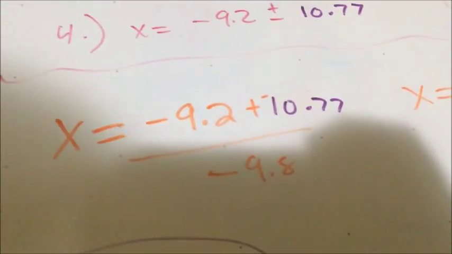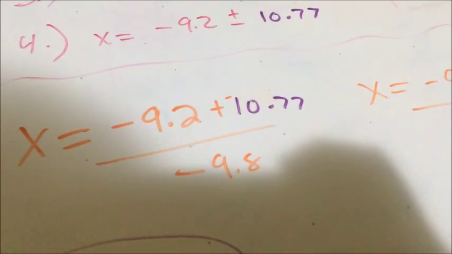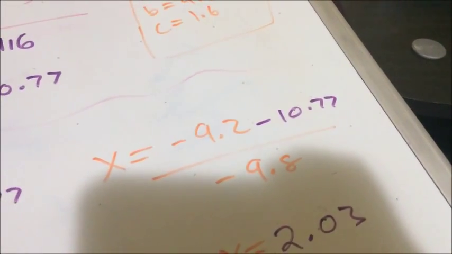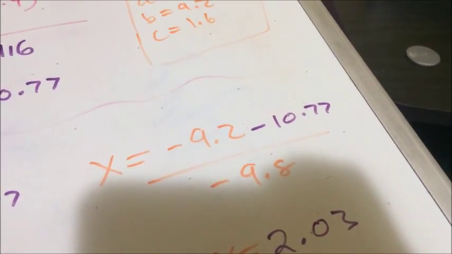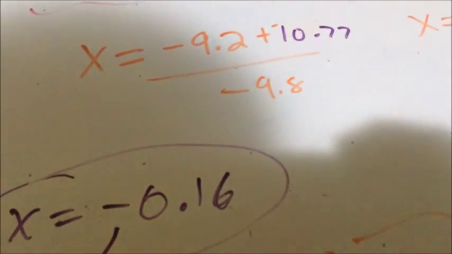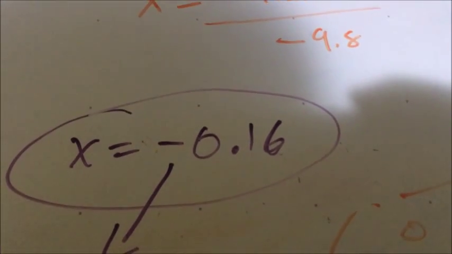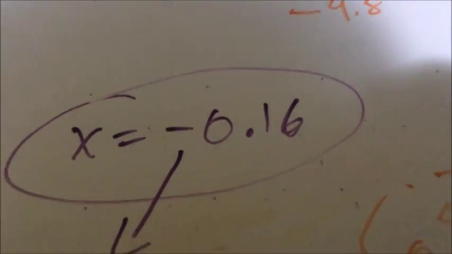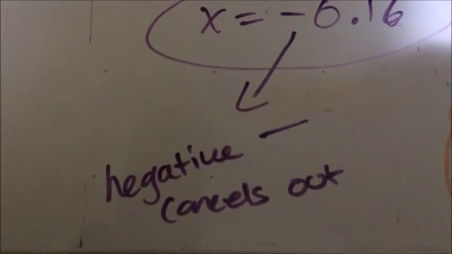So one is x equals -9.2 plus 10.77 divided by -9.8, and the other is x equals -9.2 minus 10.77 divided by -9.8. For this, the answer you get is x equals -0.16. Because of the negative sign right there, this cannot be the answer.